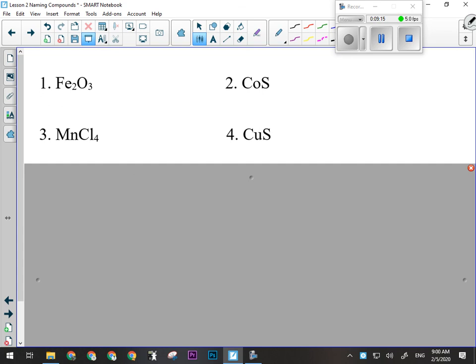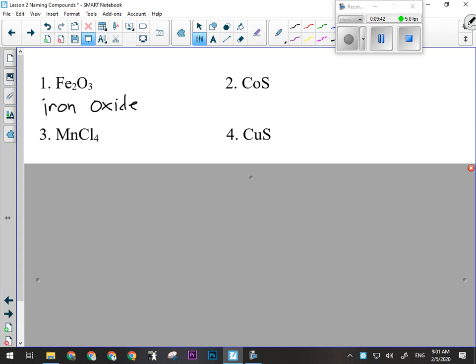All right, so we've done number 1. So we'll just quickly walk through that one together, and then I'll have you guys try 2, 3, and 4. So Fe stands for iron. O stands for oxygen. So this is going to be iron something oxide. Iron does have more than one possible charge. It can be a 2 or it can be a 3. I just need to figure out which one it is.